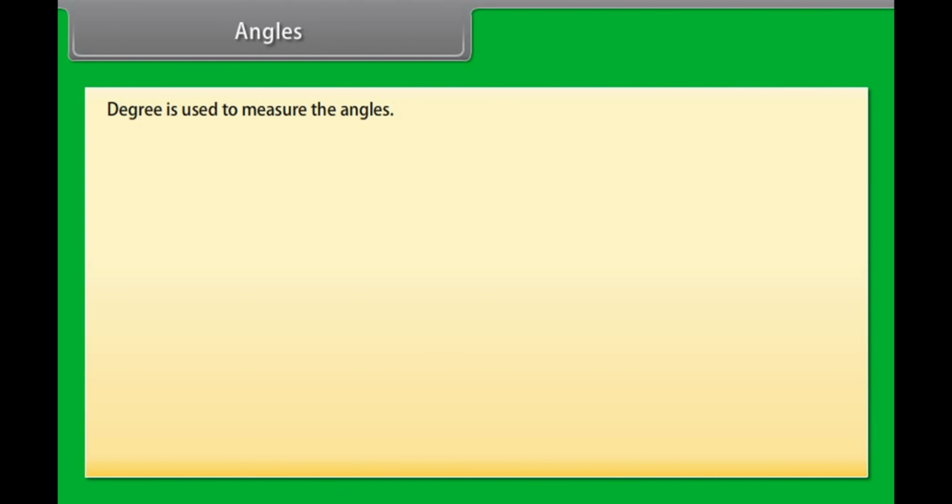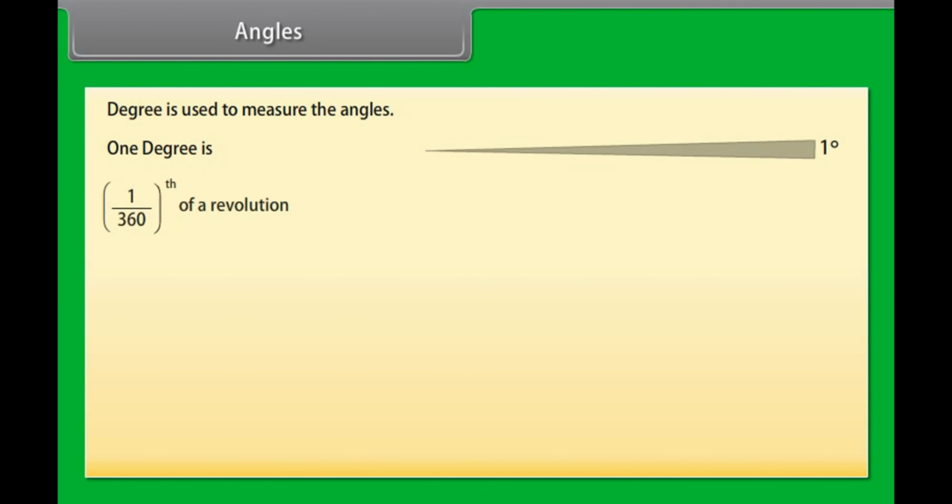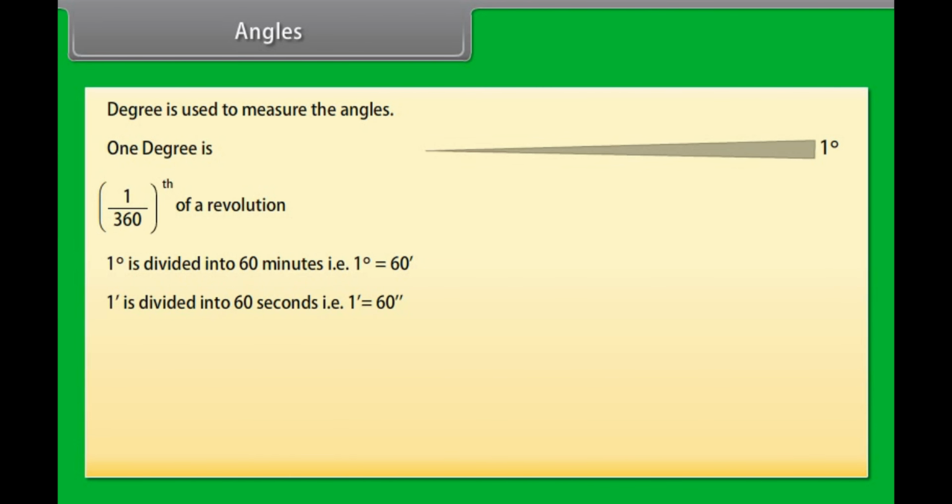Angles. How to measure the degree? Degree is used to measure the angles. 1 degree is 1/360th of a revolution. 1 degree is divided into 60 minutes. That is, 1 degree is equal to 60 minutes. 1 minute is divided into 60 seconds. That is, 1 minute is equal to 60 seconds.